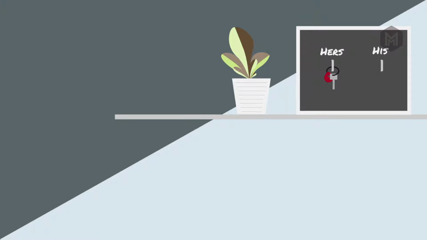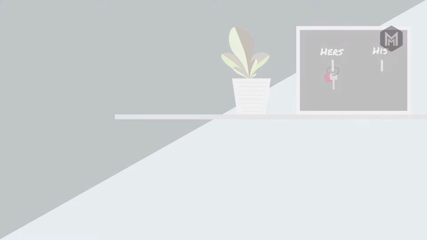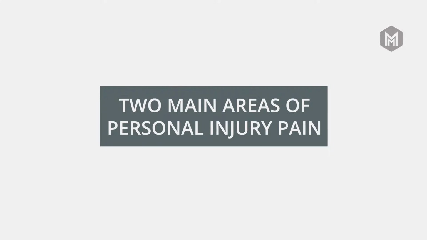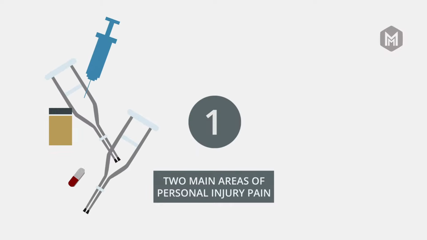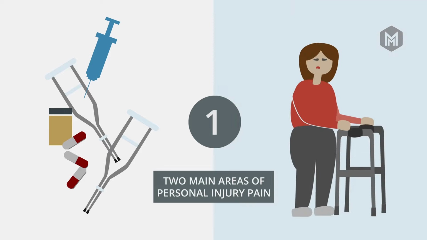Emotional distress may present itself in different ways depending on the individual. There are two main areas of pain and suffering, according to personal injury law. It may include the following: pain and suffering. That's actual pain and discomfort, as well as physical limitations, not just those at the time of the injury, but also future expected limitations, such as loss of ability to play with children, care for oneself, or disfigurement.